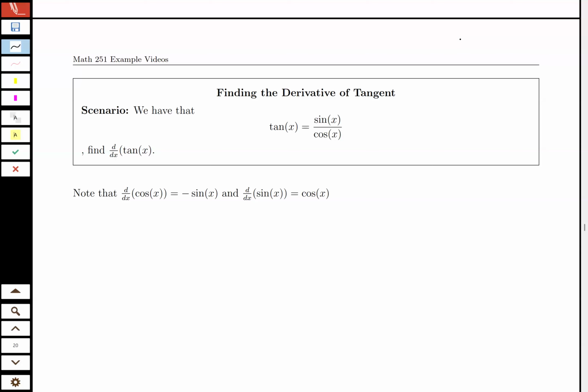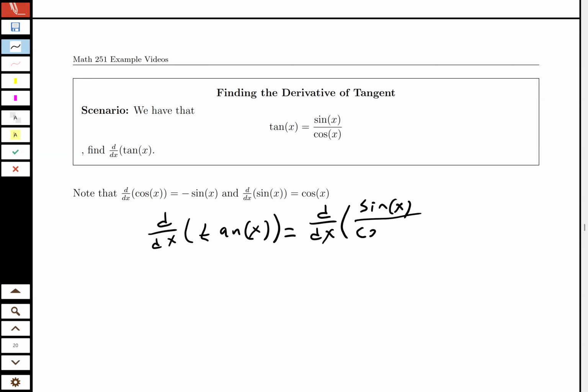Let's look at finding the derivative of tangent. Tangent is sine over cosine. So if I want to take the derivative of tangent, I could take the derivative of this quotient of functions, the sine over cosine.